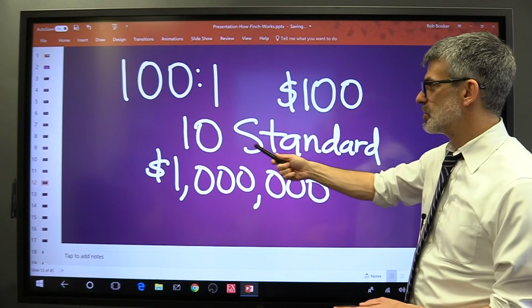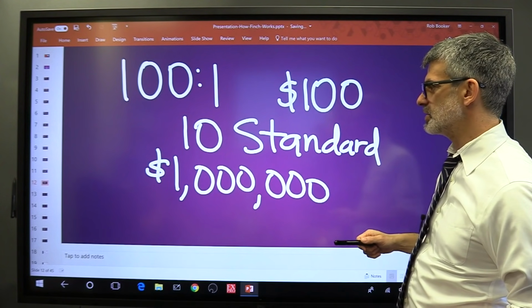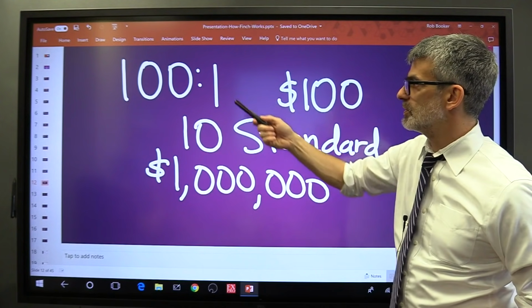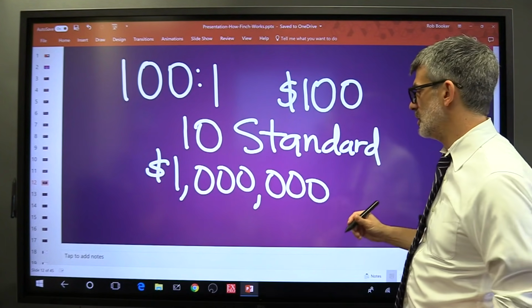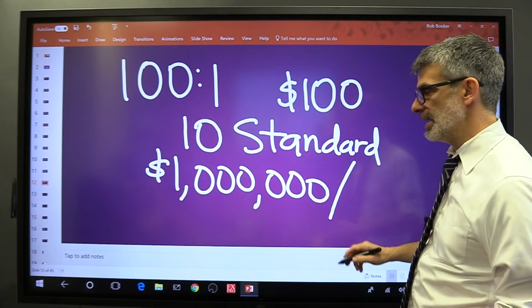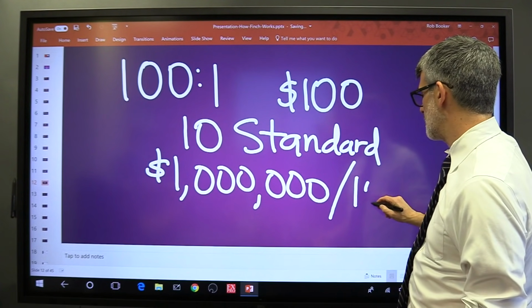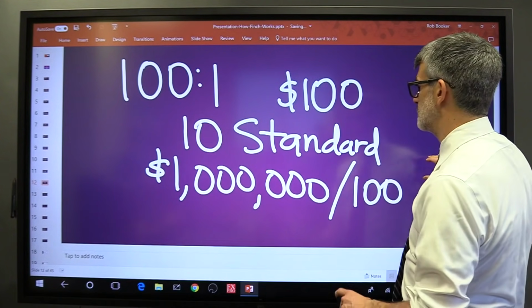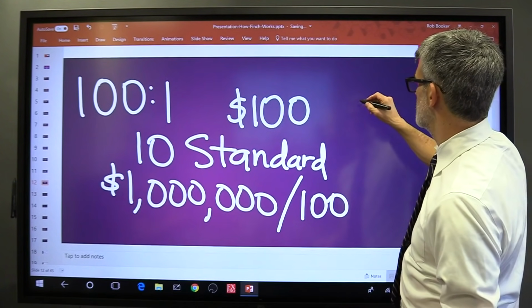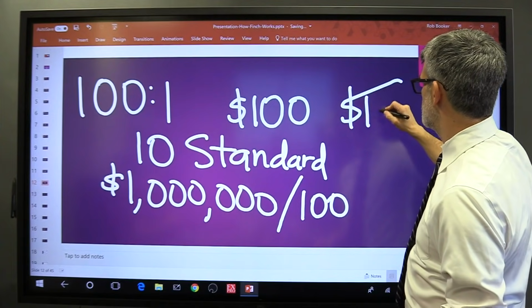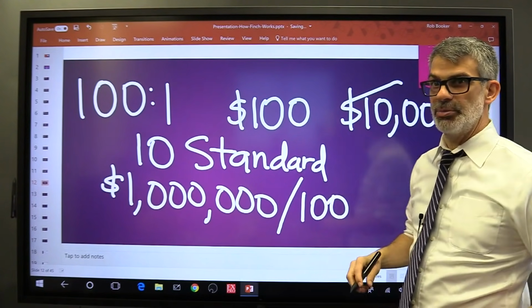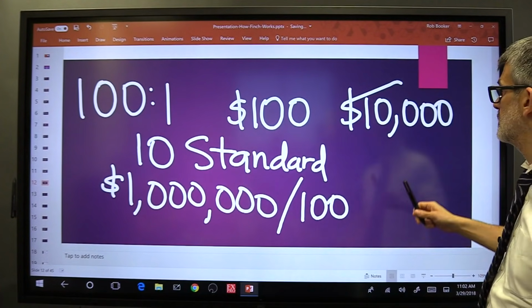So let's say you want to control it. Let's say you want to trade 10 standard lots. That's 1 million units of currency, and your broker offers you 100 to 1 leverage. What you need to do is you need to divide 1 million by 100. Now that's just to simplify the whole process. That's going to mean that you have to put up $10,000 as your down payment or as your margin.